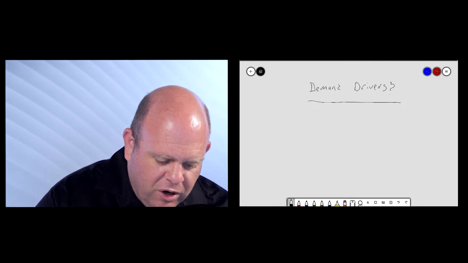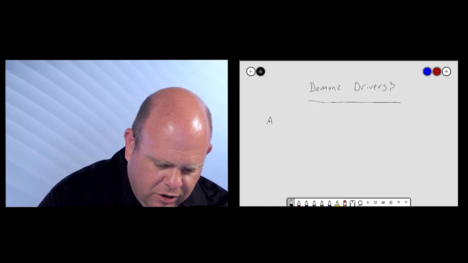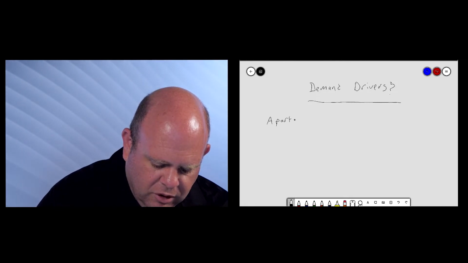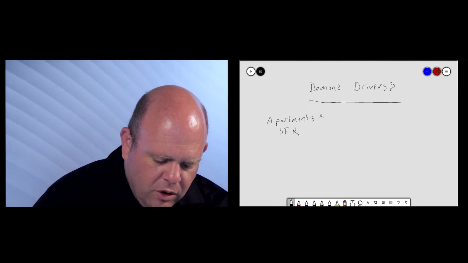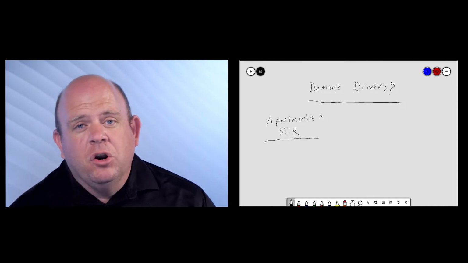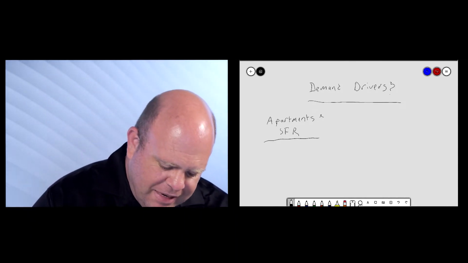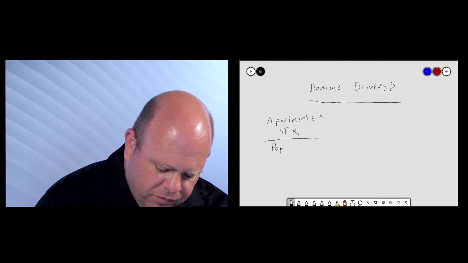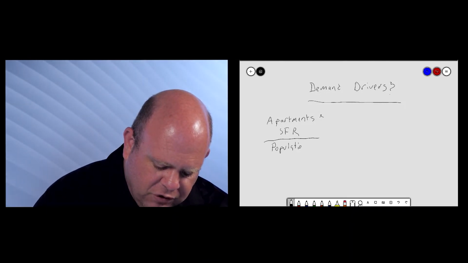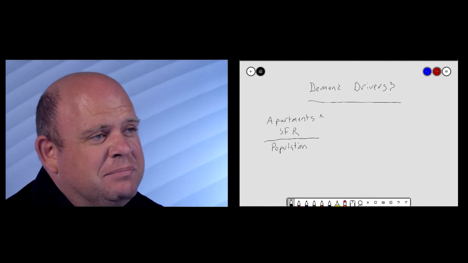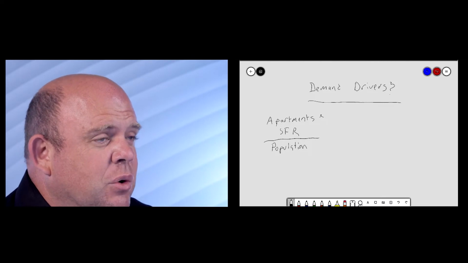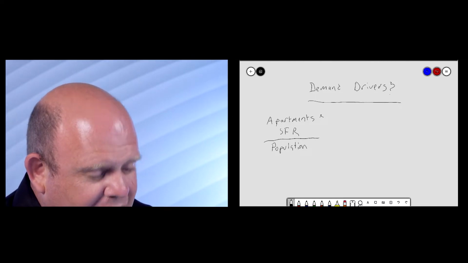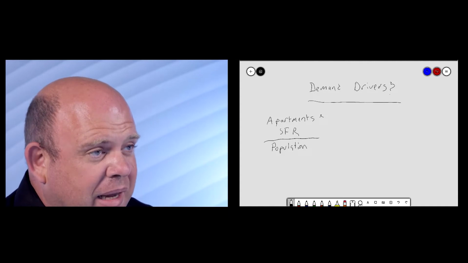Well, we've got our basic property types, right? We've got our apartments, and this includes homes as well. So the primary driver of apartments and single-family residences is population. If population is going up, there's going to be an increased demand on housing, right? That makes sense. If population's going down, then that's going to create a decrease in the demand on housing.